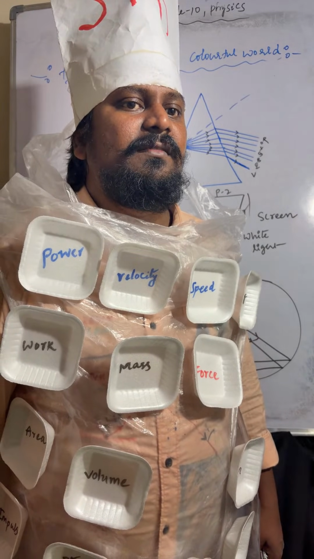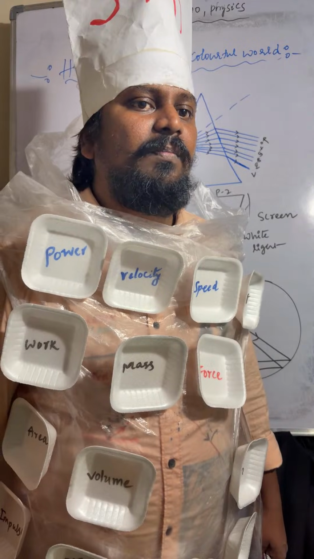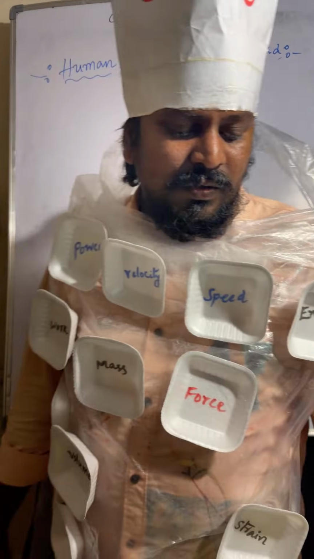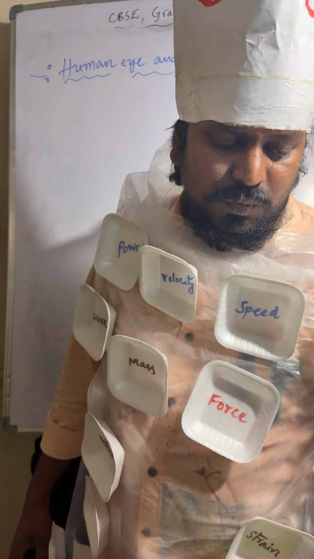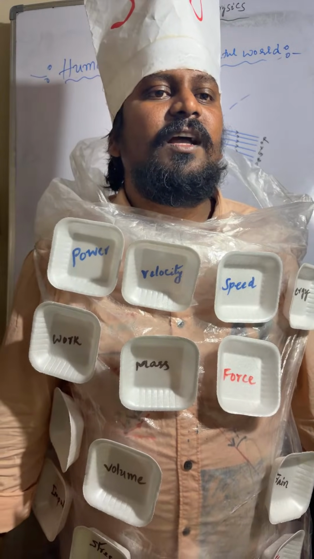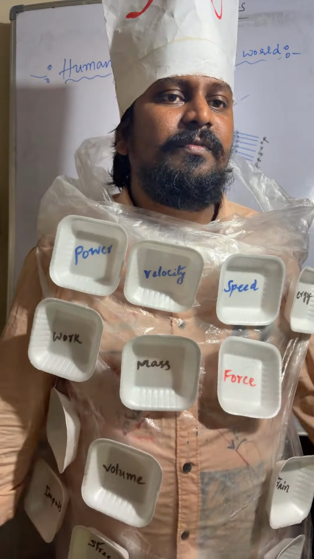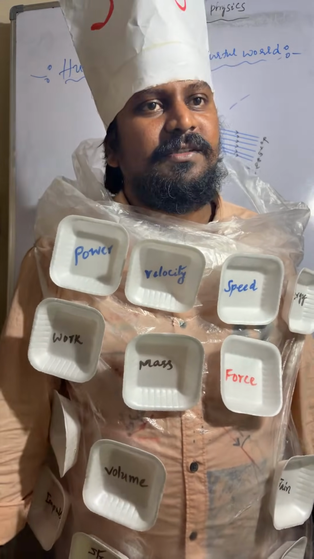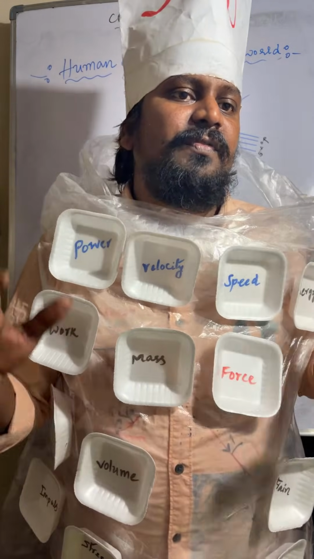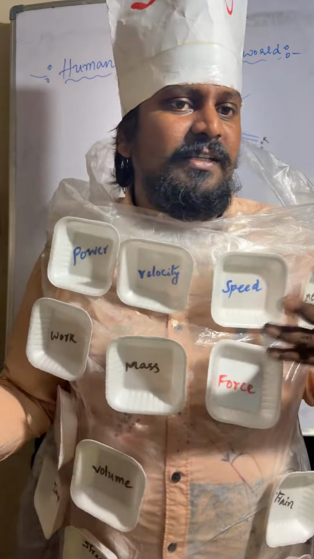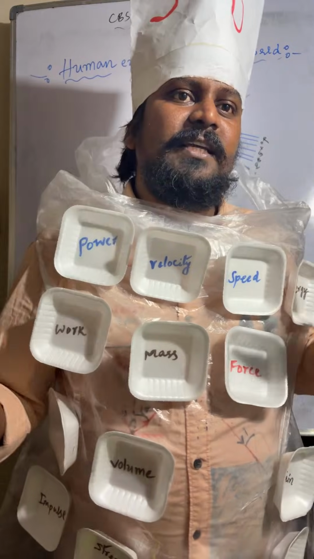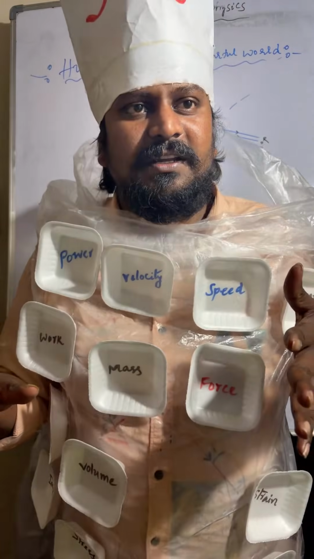Atmospheric refraction. So first of all, we'll discuss refraction. The light ray passes from one medium to another medium. The refraction of light takes place at the interface of the two media. So refraction that takes place in the atmosphere is called atmospheric refraction.